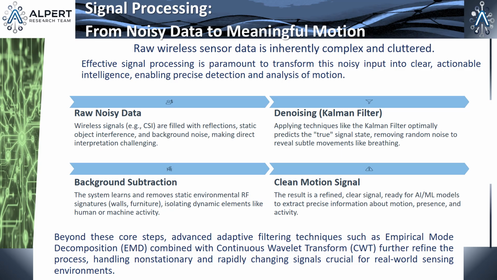How do you separate the signal you want, like a person breathing, from all the background clutter, the room itself, furniture, maybe a fan moving? That's where techniques like background subtraction come in. The system learns the static signature of the room and subtracts it, leaving behind the dynamic signals caused by movement. We also use more advanced adaptive filters, sometimes combinations like ensemble empirical mode decomposition paired with CWT, continuous wavelet transform.